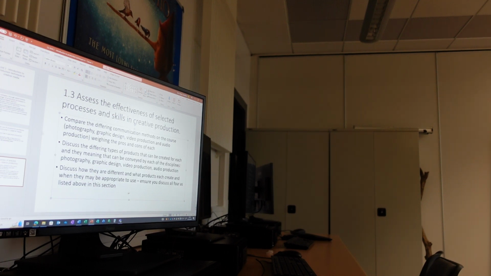But anyway, this is where you assess effectiveness, and the different products that you could create with each of those things. Just think of the Tenet poster that uses photography and graphic design. You can merge these things together, and that would also be graphic design and photography promoting video production.